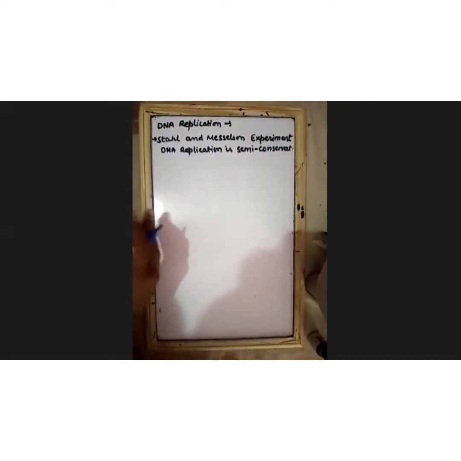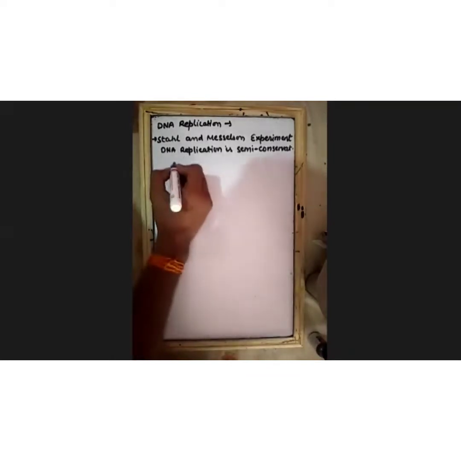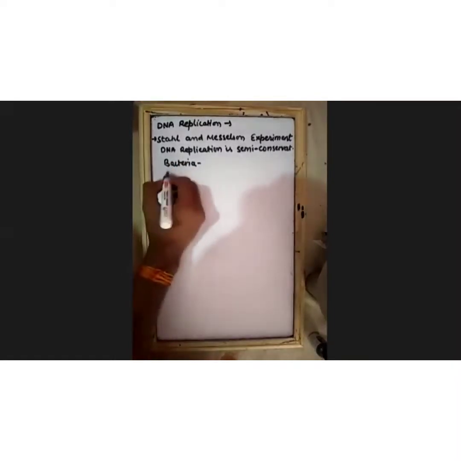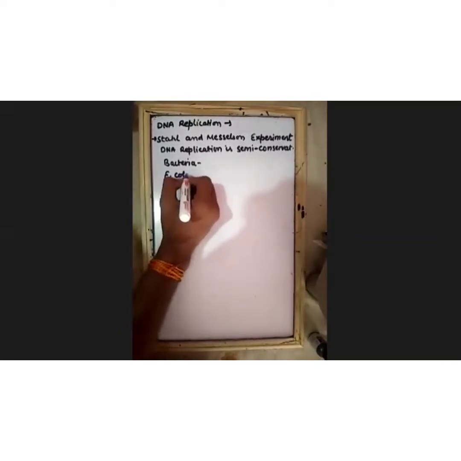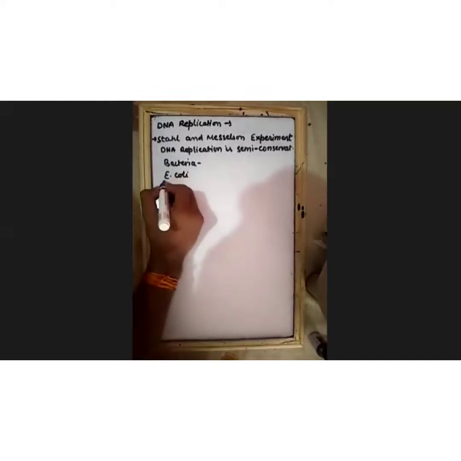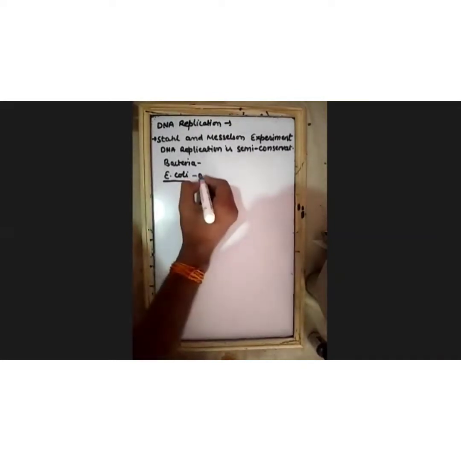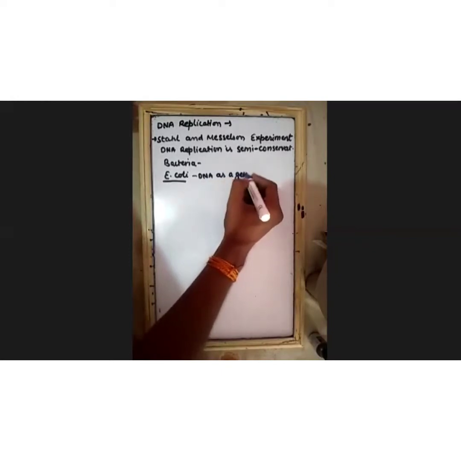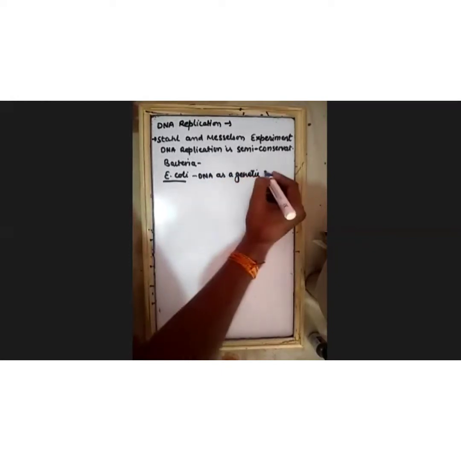So what they did in their experiment, they took a bacteria named Escherichia coli. They performed their experiment on the bacteria named Escherichia coli, that is E. coli in short. E. coli is the bacteria on which Stahl and Meselson performed their experiment. So E. coli has DNA. Obviously, E. coli will have DNA as genetic material.